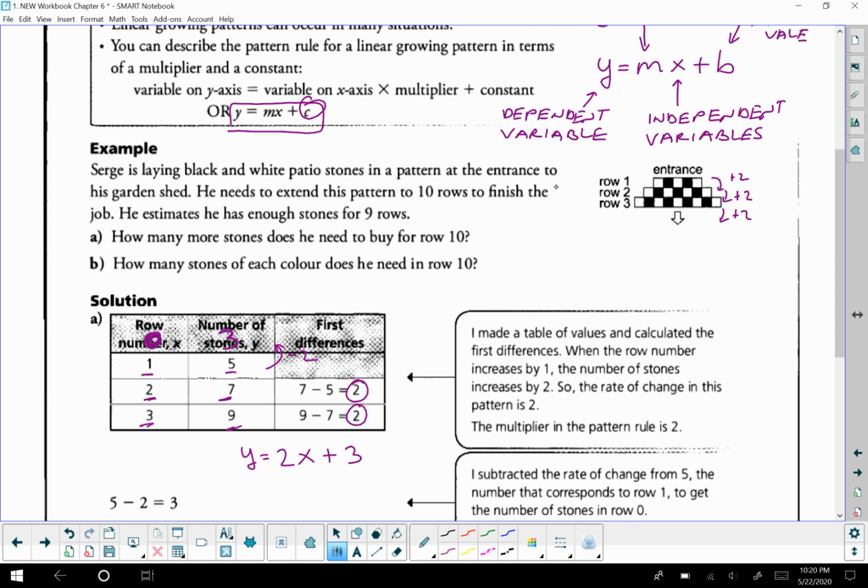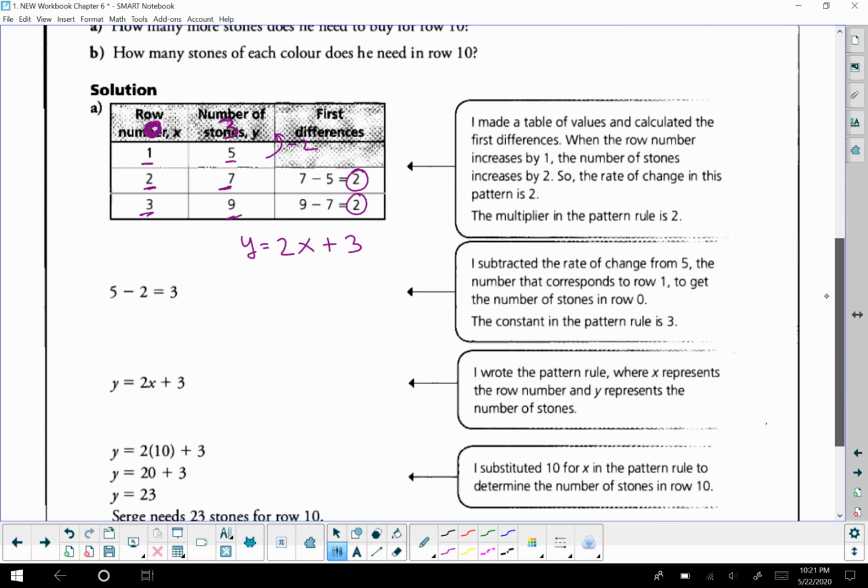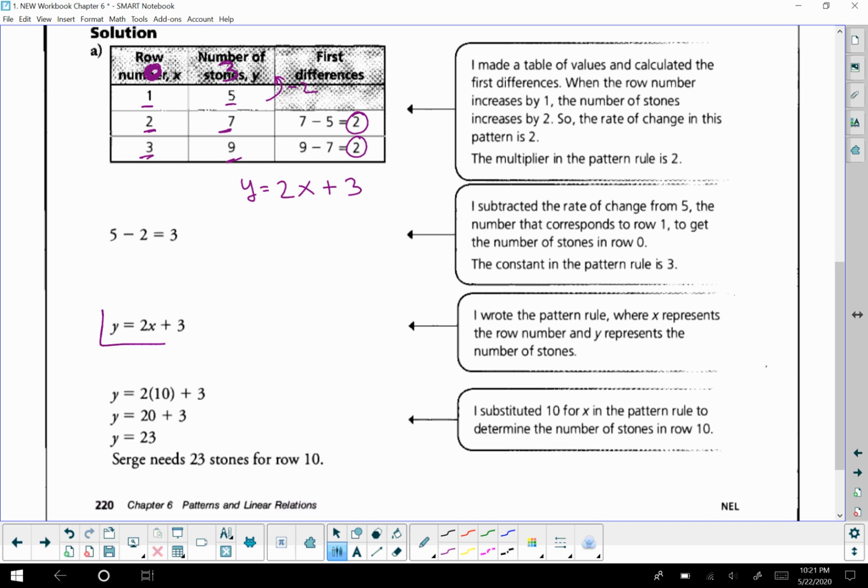As you can see, the story was given to us. So that's the story aspect that I was talking about. And then it says, A, how many more stones does he need to buy for row 10? So really, we need to calculate when x is 10. So there's their equation. They have the same thing, 2x plus 3. And in this case, it says row 10. That means that x is 10. So all we're doing is we're substituting that value 10 instead of x, calculating, and it says 23. So we're going to need 23 stones in row 10.